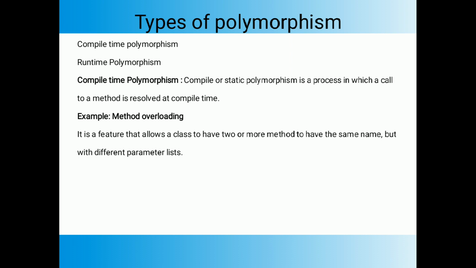Compile time polymorphism is also called static polymorphism. It is a process in which a call to a method is resolved at compile time. Example, method overloading. It is a feature that allows a class to have two or more methods with the same name but with different parameter lists.